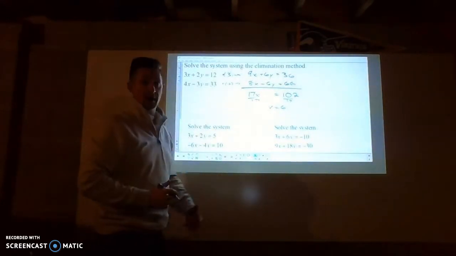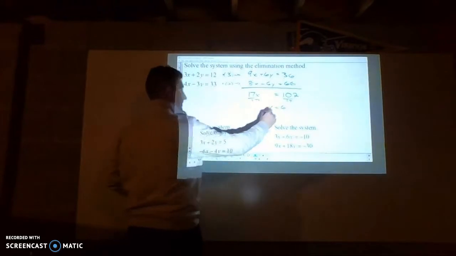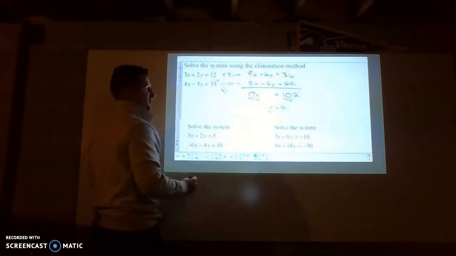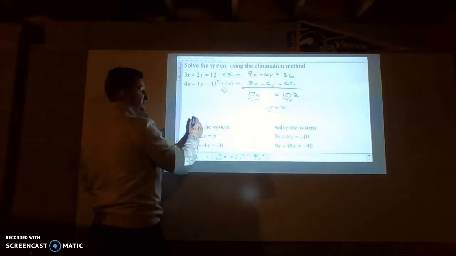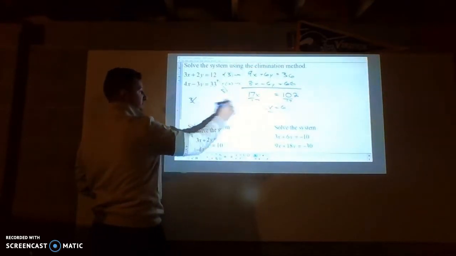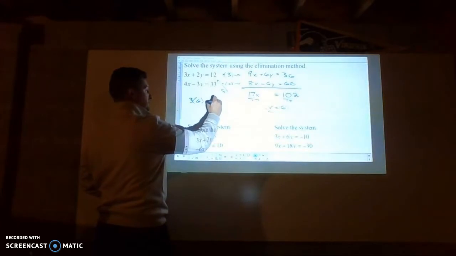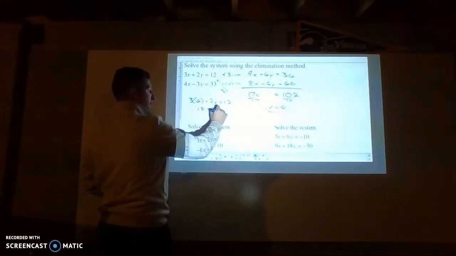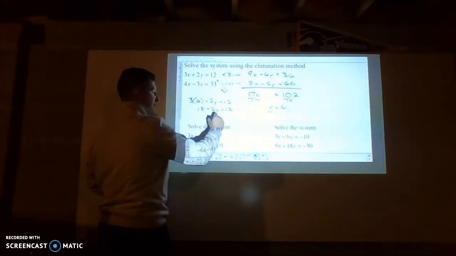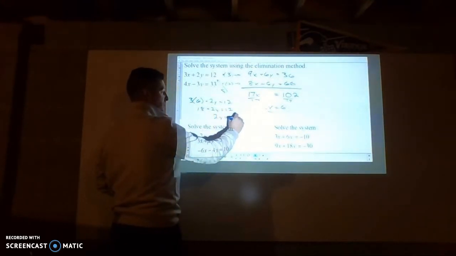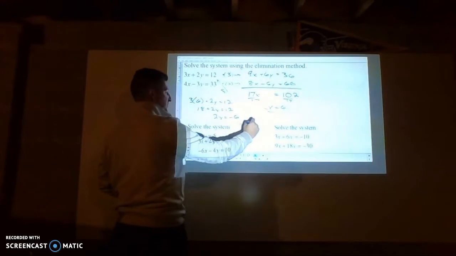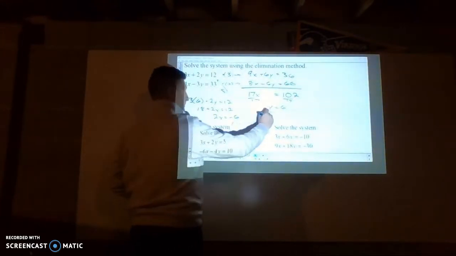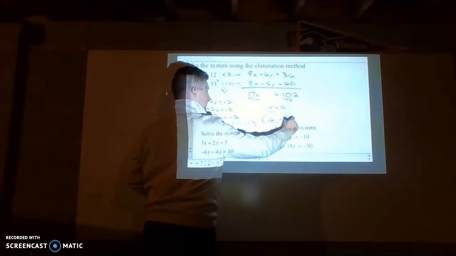Now to find y, I have to plug it back in. I can plug it into either one of these equations. It doesn't matter, whichever one looks easiest. I'm going to go with the first one because it has positive numbers. So 3 times 6 plus 2 times y is equal to 12. That's 18 plus 2y equals 12. Subtract 18 from both sides, and that gives me 2y equals -6, and y is going to equal -3. So there's the y value. That would be my solution: 6, -3 is the ordered pair.